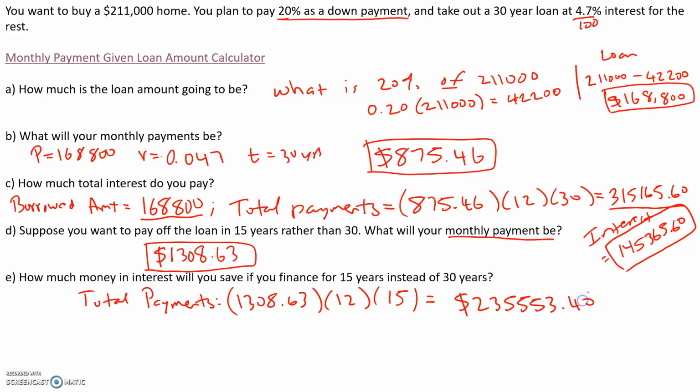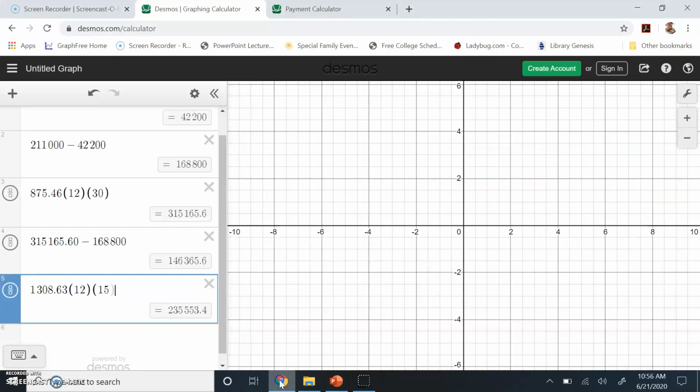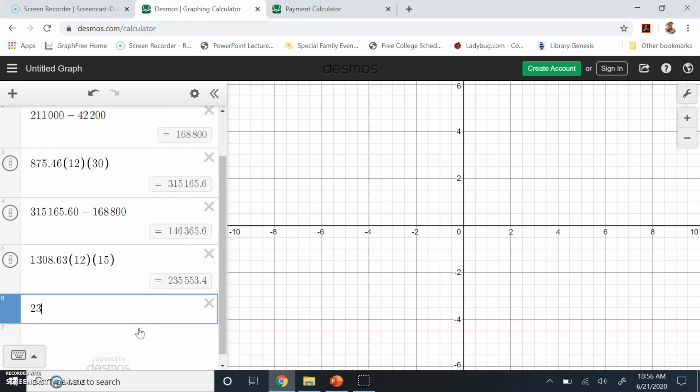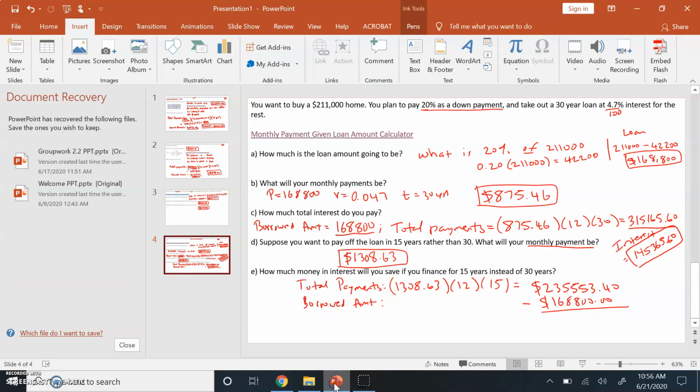How much money did we borrow? So the borrowed amount was 168,800. That's how much we borrowed. If we subtract that, we can find out how much interest we'll be paying if we do this in 15 years. So we take 235,553.40 minus 168,800. And look, we're paying half as much in interest. We're only paying 66,753.40.